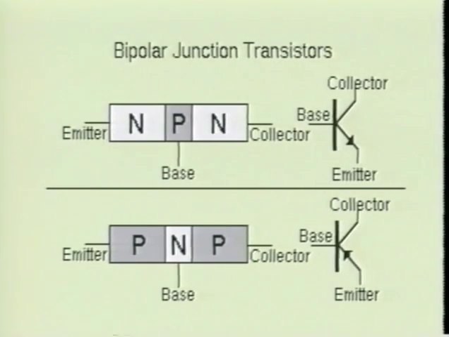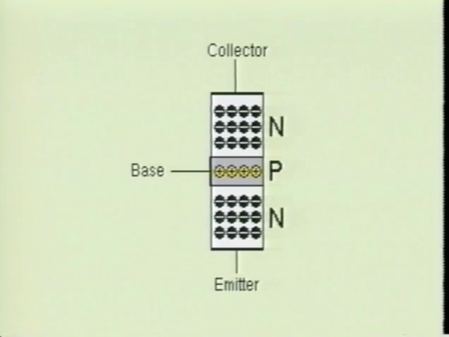One will be the emitter, one will be the base, and one will be the collector. The emitter lead is easily identified by the arrow placed on it. As you notice, the arrow points in on the PNP, and it points out on the NPN transistor. The base section of the transistor is very narrow and is very lightly doped. The emitter and collector sections, on the other hand, are doped very heavily.